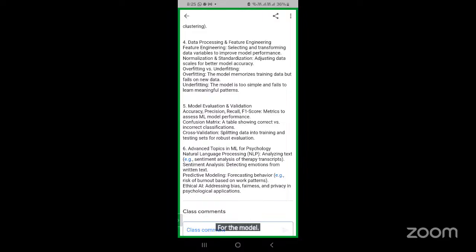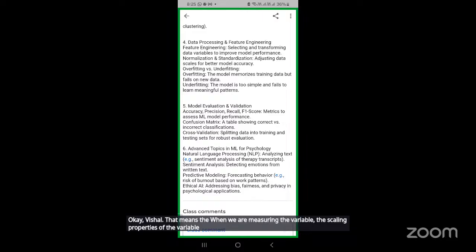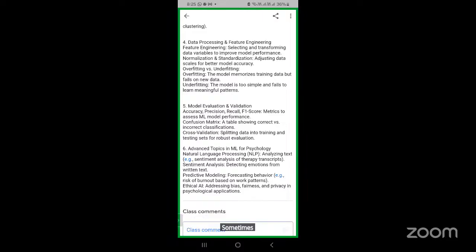Okay, Vishal. That means when we are measuring the variables, the scaling properties of the variables are different. Sometimes we find the correlation between income and intelligence. Then intelligence scaling properties and income scaling properties are different. To adjust the scaling properties, we apply the normalization or the standardization technique.